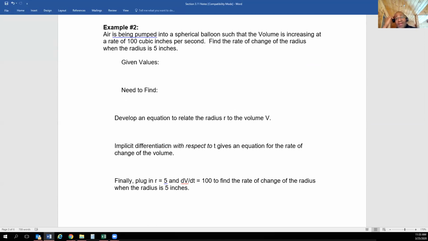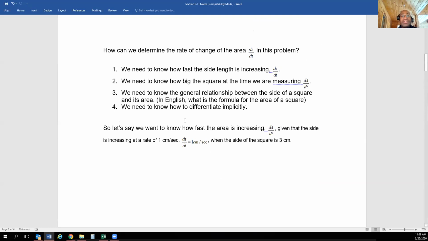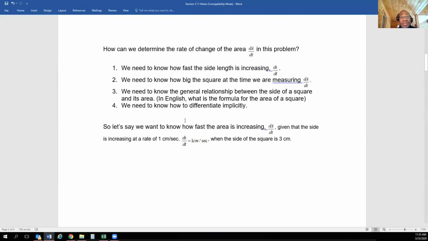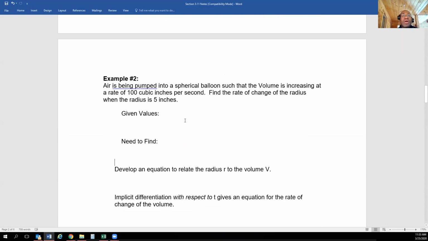All right, so we have the same type of setup here. So now remember, what are the things that we need to know? We need to know the given information, we need to know the size at the time we're measuring, we need to know the general relationship, the equation or formula, and then we need to know some differentiation. So let's go back to this problem.